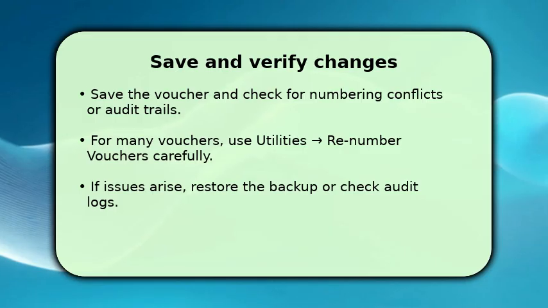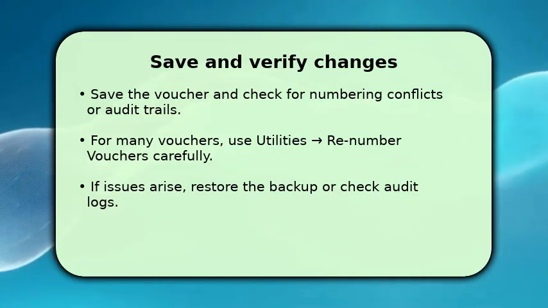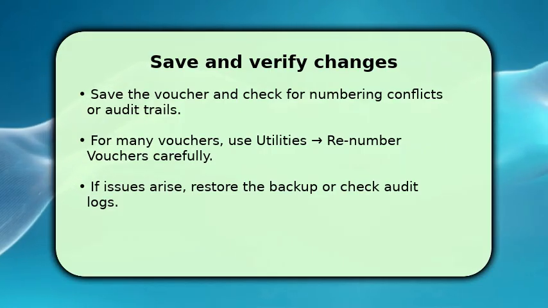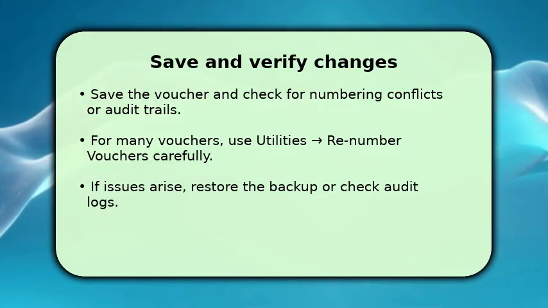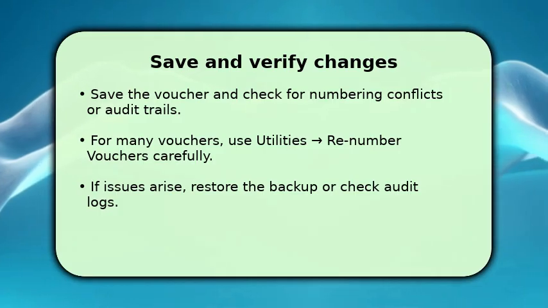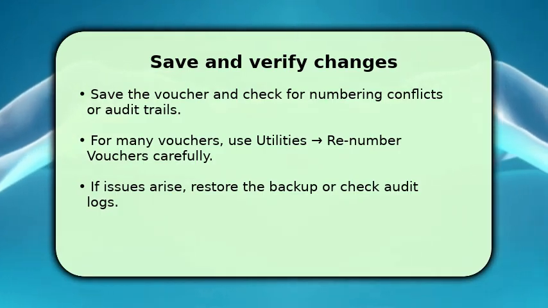Do this only after another backup and review the preview before committing. If something goes wrong, duplicate numbers, missing entries, or unexpected balances, restore the backup or review Tally audit logs to identify what changed. Finally, confirm reports and trial balance reflect the correct numbering before closing.